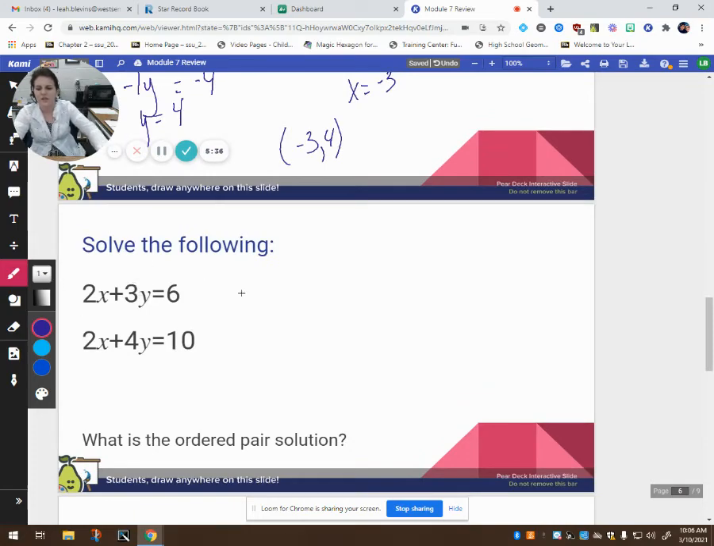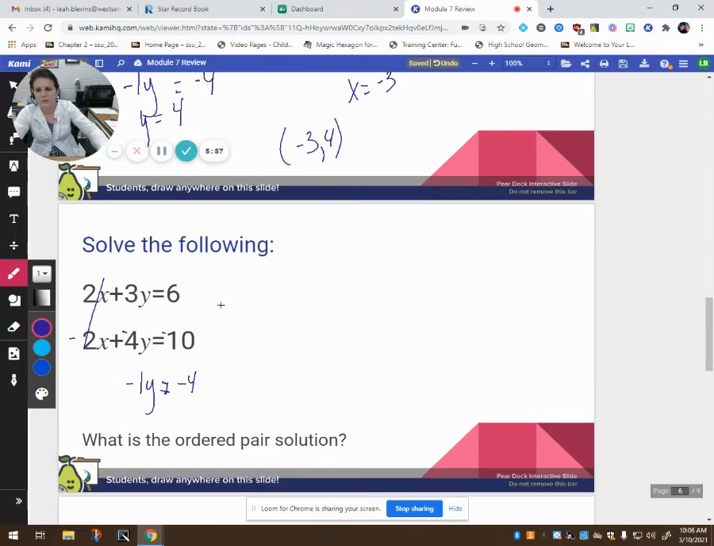Okay, again, solve the following. To me, this looks like it's set up for elimination. I'm just going to change the sign of everything so that I can add them together. 2x and negative 2x is gone. 3y and negative 4y is negative 1y. And 6 and negative 10 is negative 4.